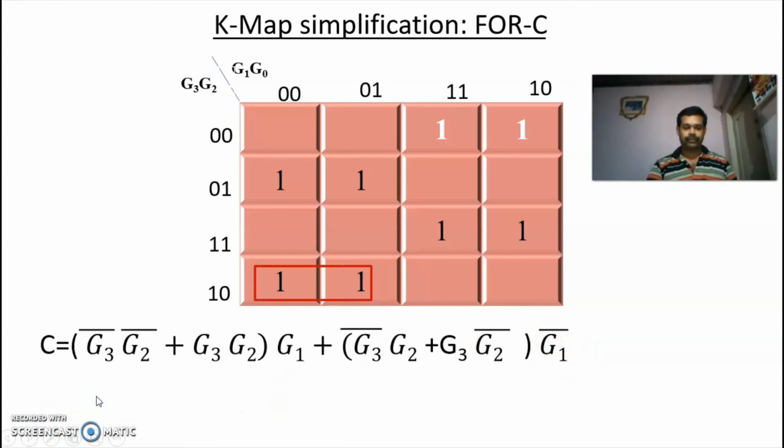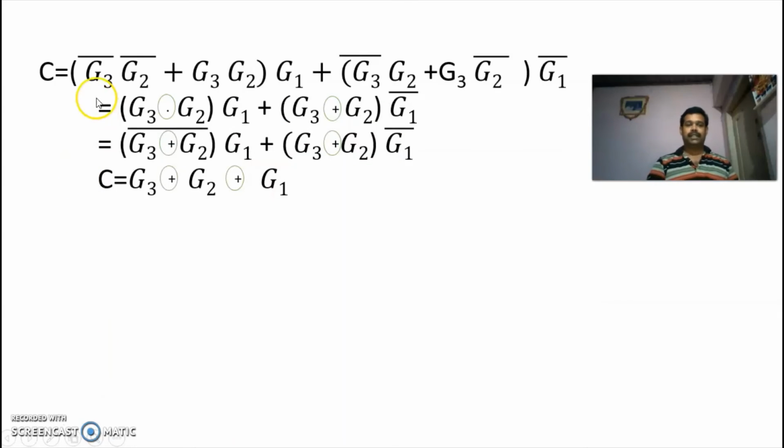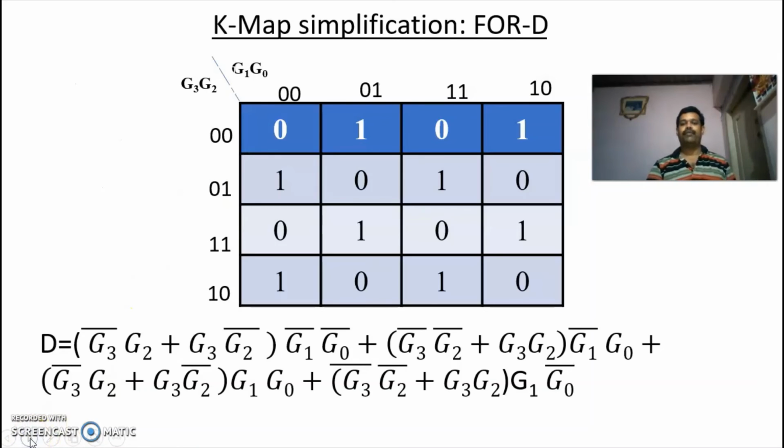Then this G3 bar G2 plus G3 G2 is nothing but XOR, and this is nothing but XNOR. So this is XNOR and this is XOR. This XNOR can be written in that form. These two are the same expression. So again, this is in the form of XOR, so we are writing it as G3 XOR G2 XOR G1. Then we are going for D.